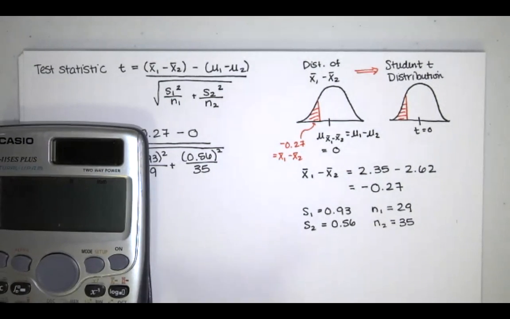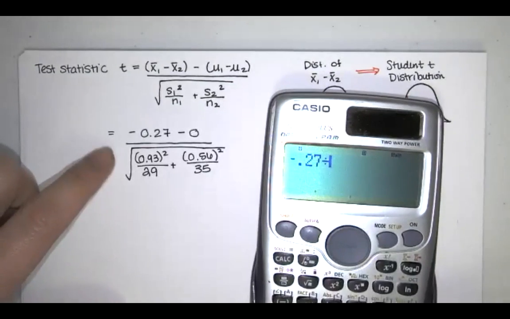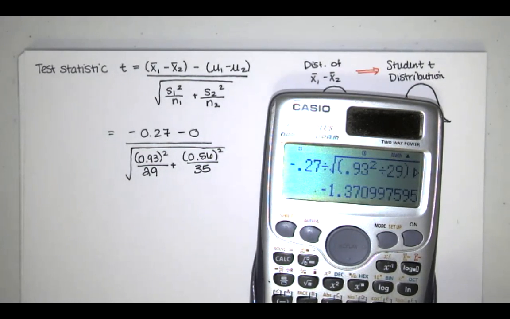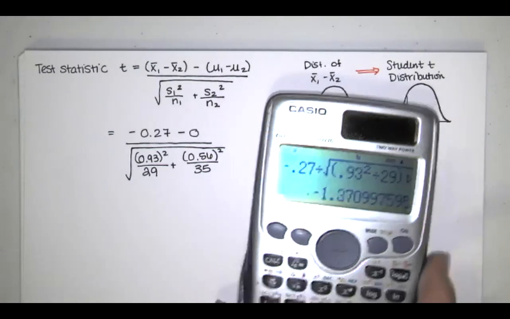So we take negative 0.27 divided by this expression here. I can type the square root of open parentheses 0.93 squared divided by 29, close parentheses for the first fraction. Then we want to add open parentheses 0.56 squared divided by 35, close parentheses for the second fraction, and we get a t-score, a test statistic t, of approximately negative 1.37.